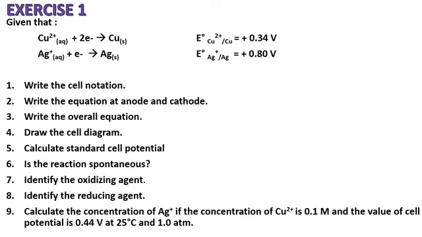So before we answer the question, make sure students are able to identify which half cell act as anode and which half cell act as cathode. So for this case, the E0 value for copper is more negative. So copper as anode, while E0 value for the silver is more positive. So assign as cathode. Okay? Alright.